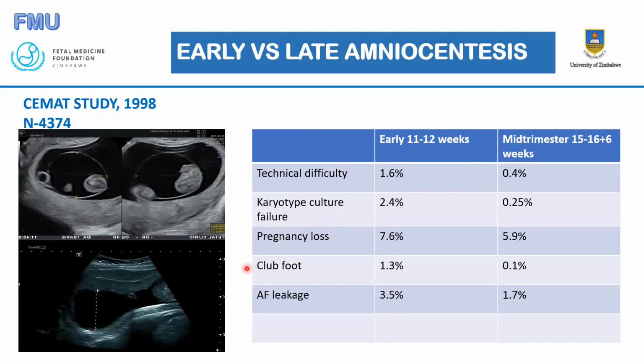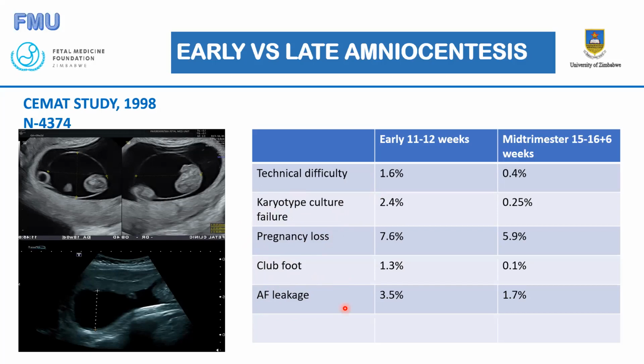You are going to meet a lot of club foot and also transverse limb defects due to the transaction of the amniotic sac, because the amnion and the chorion are not yet fused before 15 weeks. There is also an increased risk of leakage of amniotic fluid. So amniocentesis should not be done before 15 weeks. Before 15 weeks, CVS should be done.